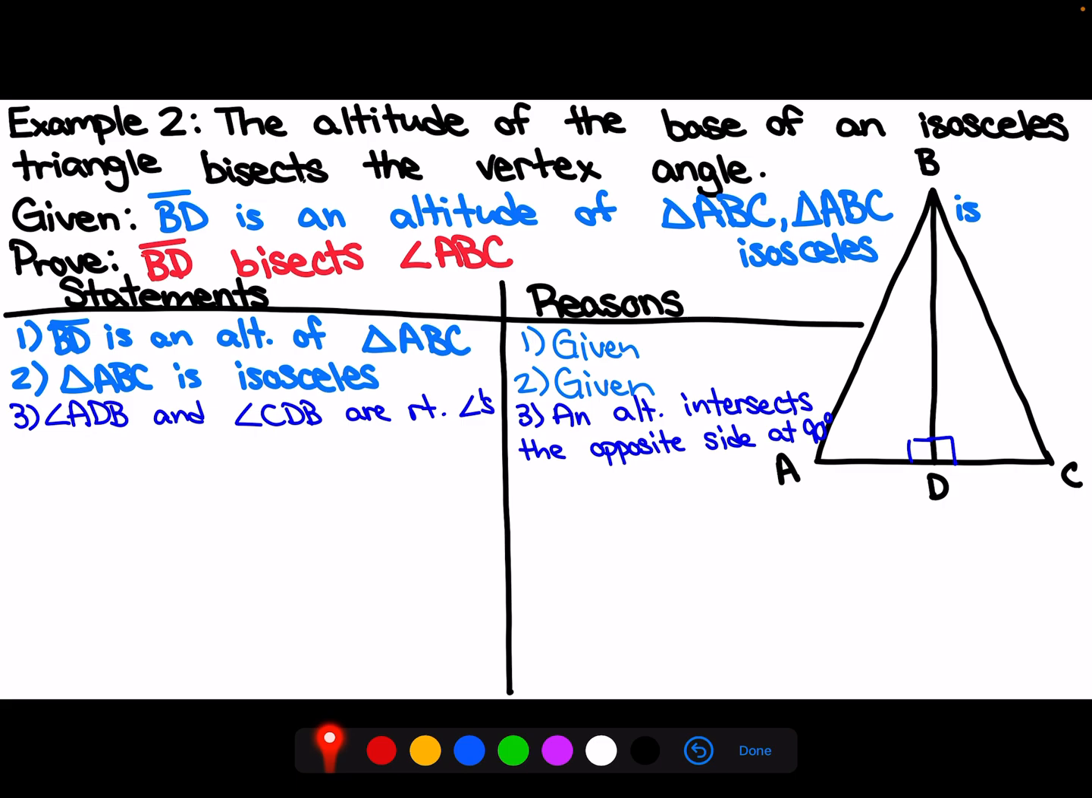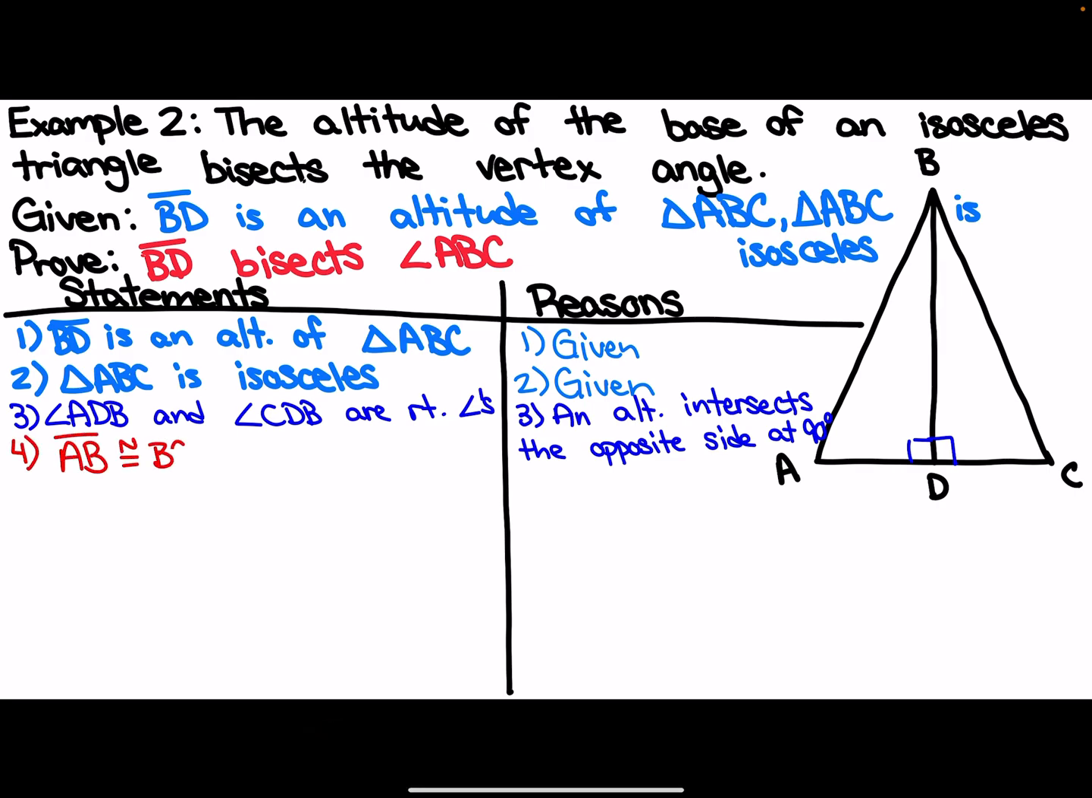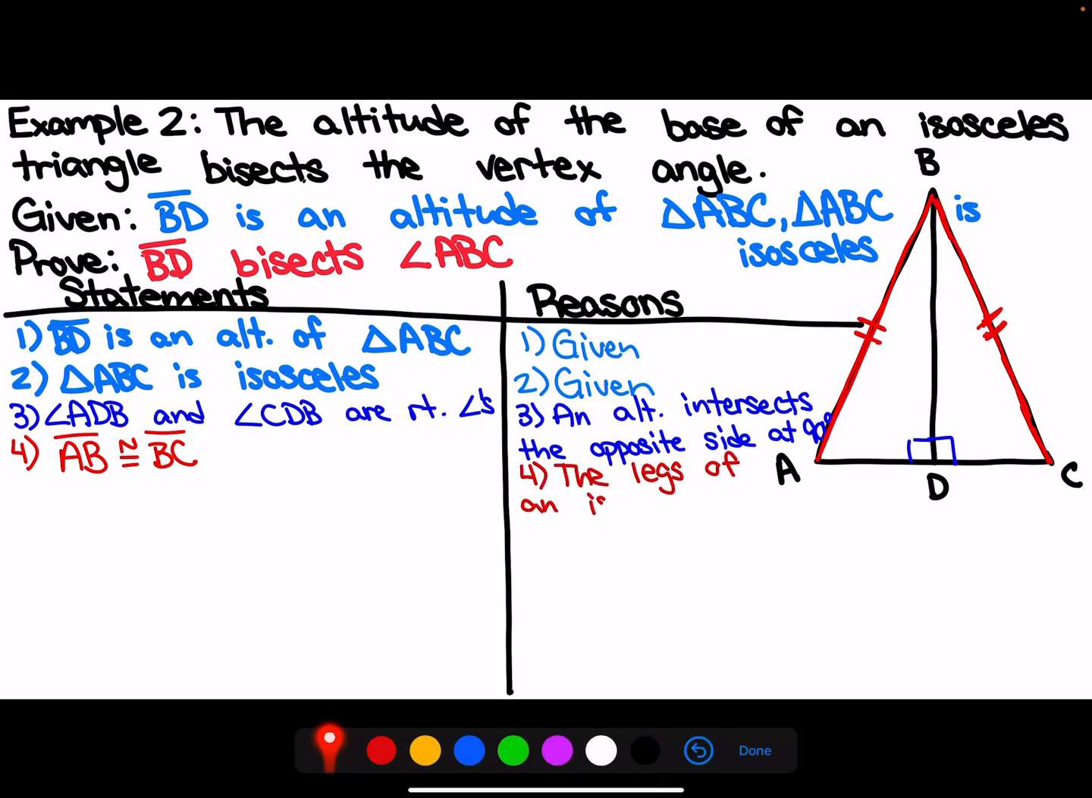From here, I'm going to move on to the second part of our given, that ABC is isosceles. If ABC is isosceles, we know for a fact that two of the legs are congruent. We already know that AC is our base, because our altitude is going to the base. If our altitude is BD, I see that it's intersecting the base AC. So that means that AB and BC are our legs. And if this triangle is isosceles, which is given to us, then I know that those legs are congruent. So I can say that AB is congruent to BC, and that's by the definition of an isosceles triangle. The legs of an isosceles triangle are congruent.